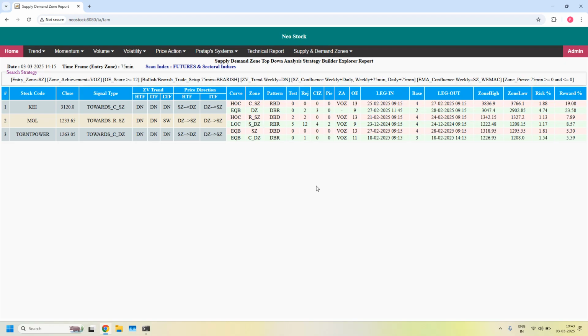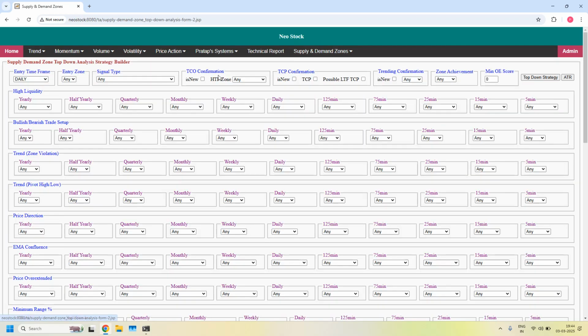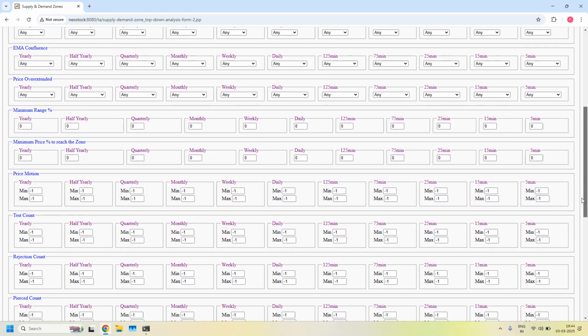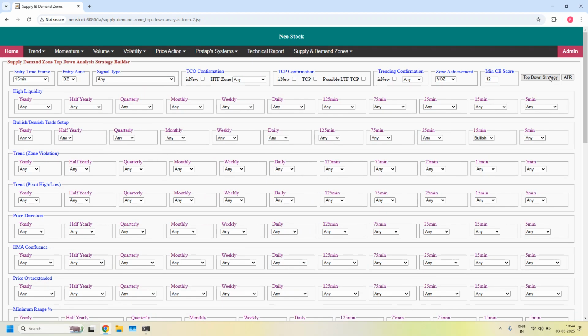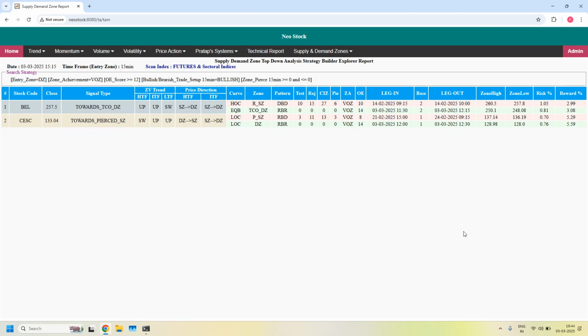Next, we will generate income trade reports for daily income trade, bullish and bearish trade setups. First, daily income trade, bullish trade setup, entry time frame 15 minutes, entry zone, demand zone. In bullish or bearish trade setup at 15 minutes time frame, I am selecting bullish. And zone achievement should be violated opposing zone, minimum odd enhancer score should be 12. And also this 15 minutes demand zone should not be pierced. So in the pierced count at 15 minutes time frame, I am setting minimum value 0, maximum value 0. With all the 3 filters, we got only 2 stocks currently supporting bullish trade setup for daily income trade.